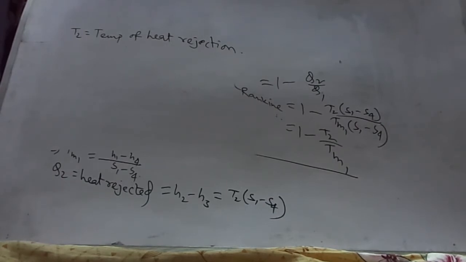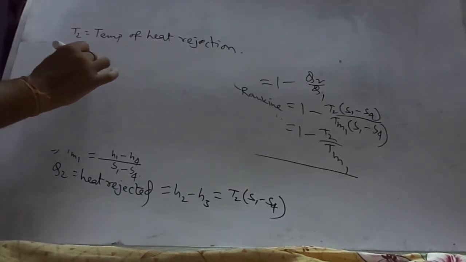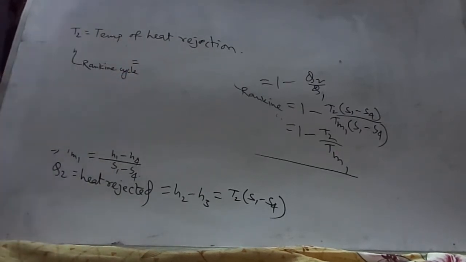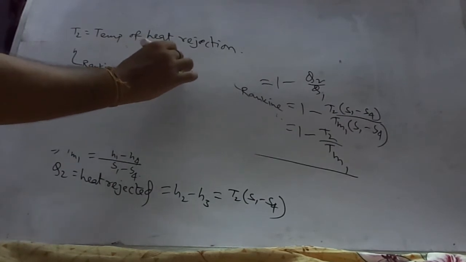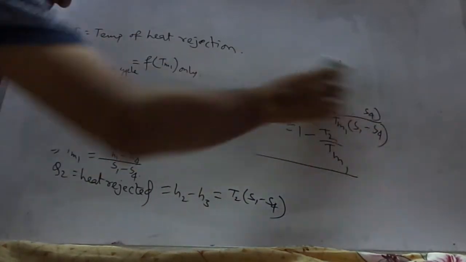Saturation pressure corresponding to the temperature. Efficiency of Rankine cycle is a function of Tm1 only. Okay, very very important thing. Efficiency of Rankine cycle is equal to function of Tm1.